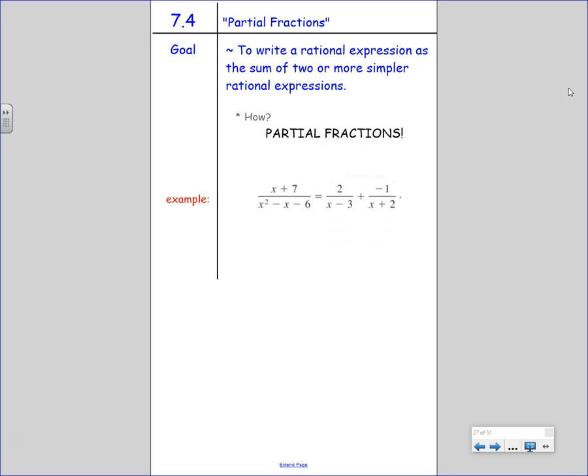Alright, so, partial fractions. Goal, you guys already wrote it down: to write a rational expression, a fractional expression, as the sum of, so to write 1 fraction as a sum of 2.